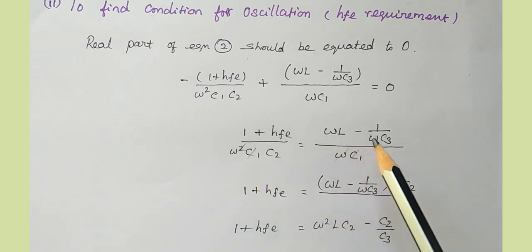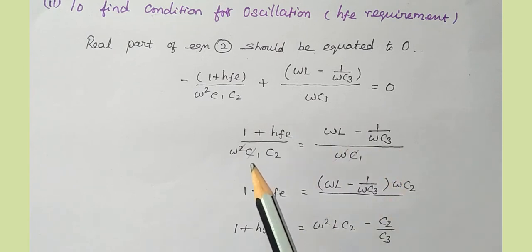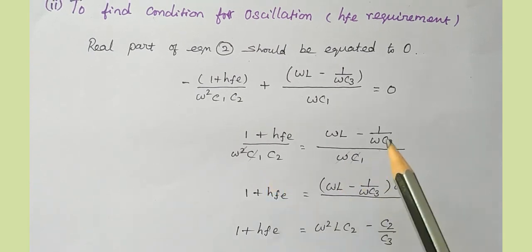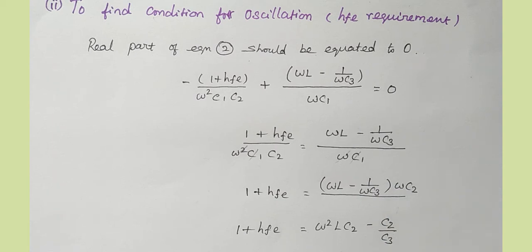Already we have omega L minus 1 by omega C3 into omega. The omega brought from the left hand side is available here, as well as C2 is also brought to the right hand side as a numerator. Okay, now I multiply omega C2 inside, so I get omega square L C2 minus this omega, and this omega gets cancelled. Finally I get C2 by C3.